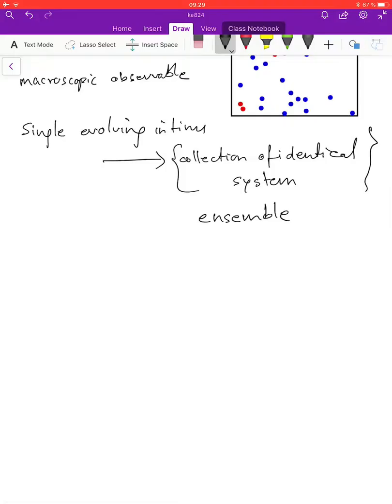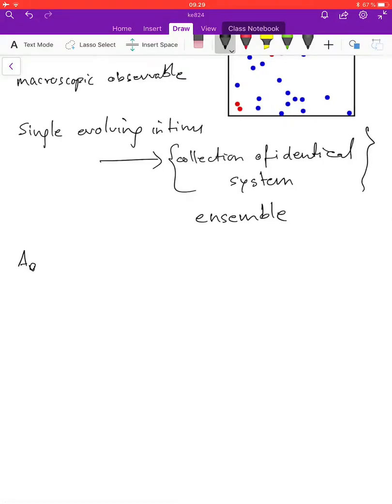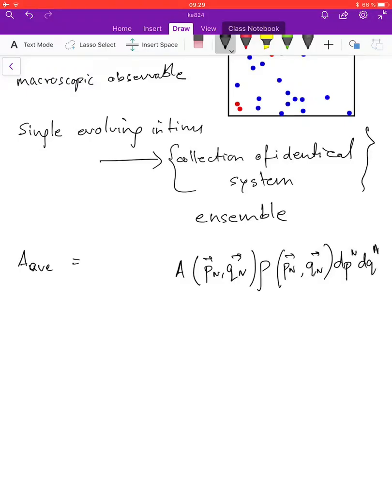Under this treatment, the average value of the macroscopic observable is its instantaneous value for a given set of positions and momenta, multiplied by a probability density function, and we will define this in a little bit. And this whole thing is integrated over the entire phase space. So this is the average value of this observable A, which depends on the momenta and the position of all particles. What is this probability density function?